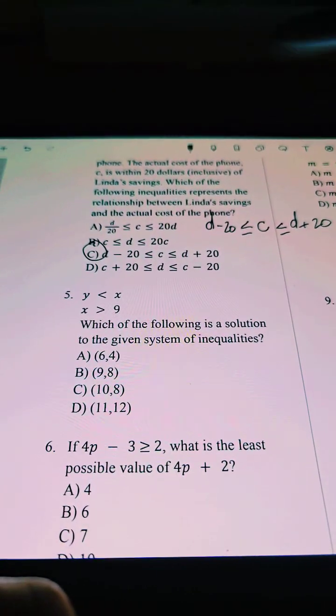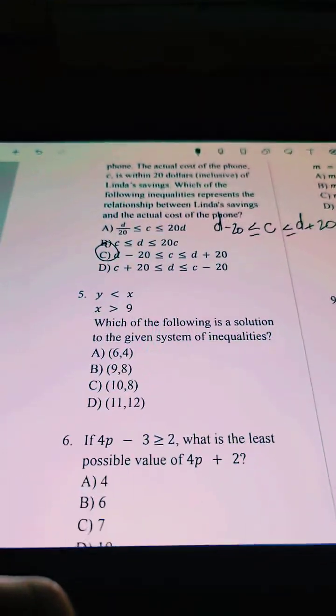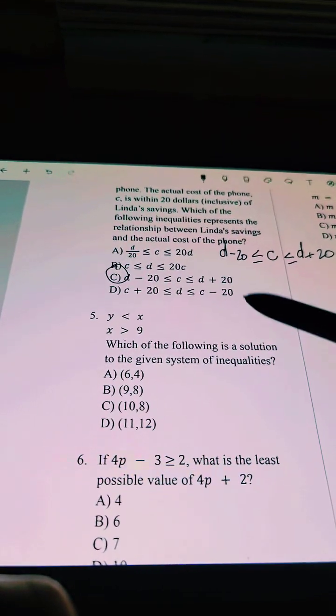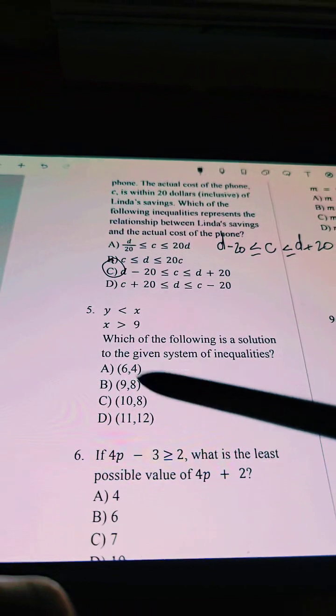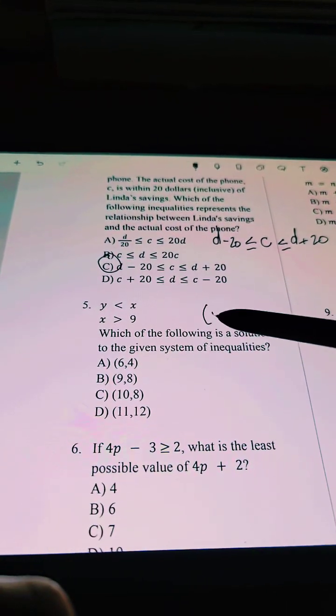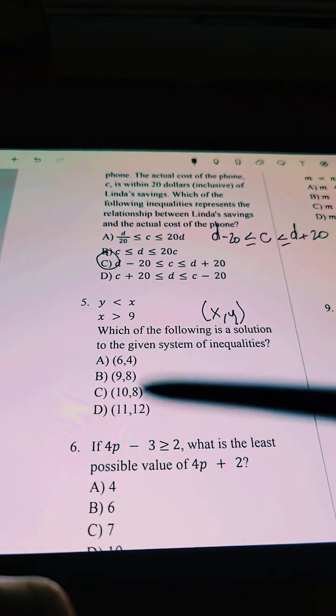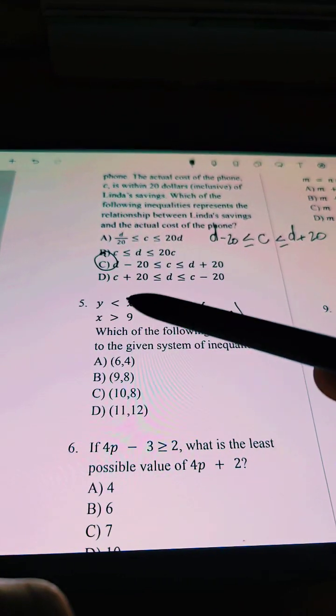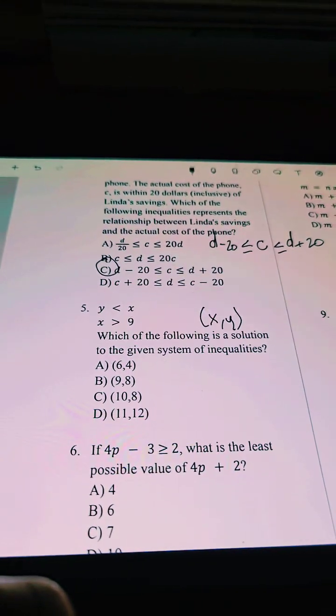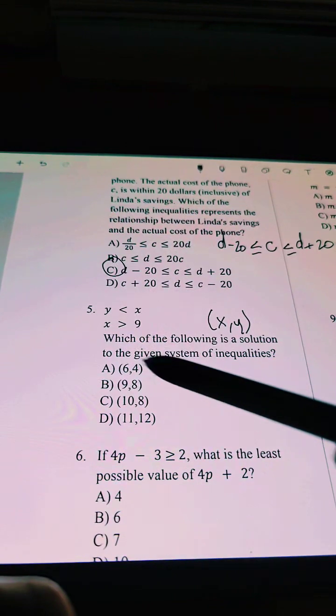So let's go to number 5. Which of the following is a solution to the given system of inequalities? So this is similar to the earlier problem where, remember, all your points are just x comma y. If the point is a solution to the system, it means it works for both of the inequalities. So let's try it one by one.